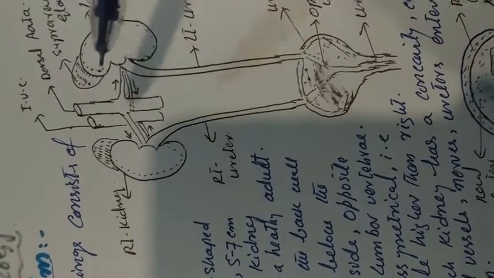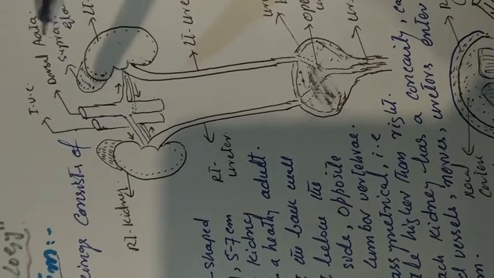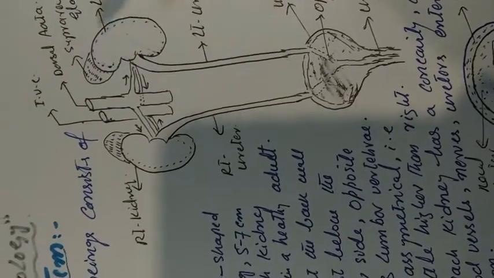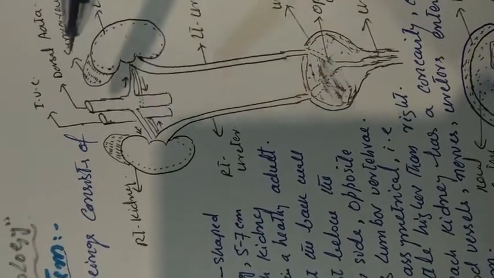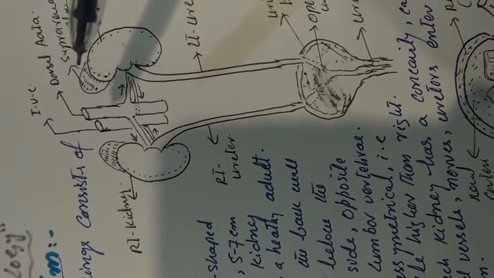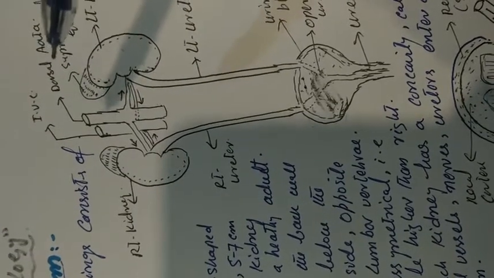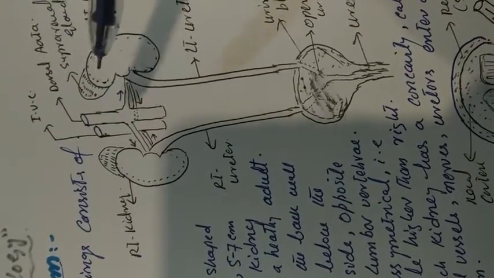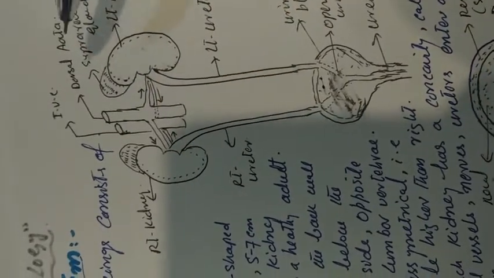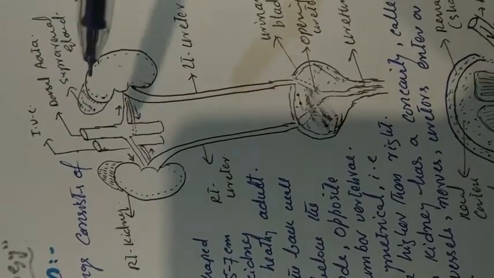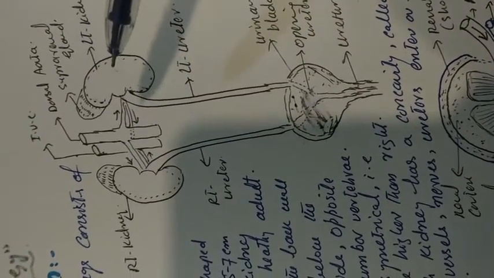Kidneys are situated against the back wall of the abdominal cavity, just below the diaphragm, one on either side, that is the left side and right side, opposite to the last thoracic and first three lumbar vertebrae. Their position is slightly asymmetrical. That means the left kidney is a little higher than the right one.